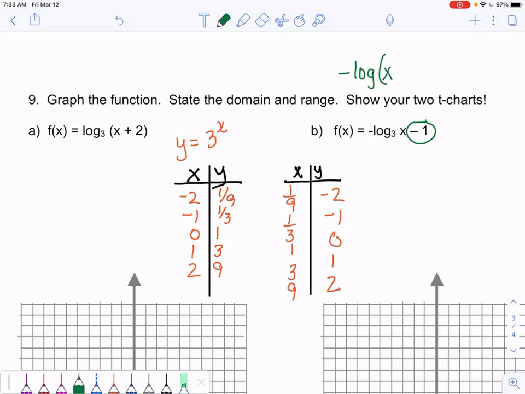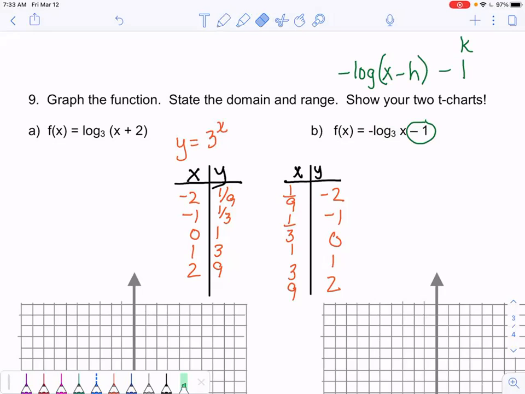So the x is where our h value is, and the k is the number outside. And if there's not parentheses grouping x and the number together, like there are in A, so look at A versus B. So A has parentheses with that x plus 2. But B, the -1 is by itself. It's not in parentheses with x. So Gabby, what does that mean that -1 is really doing? Move it down. It's going to move it down 1.